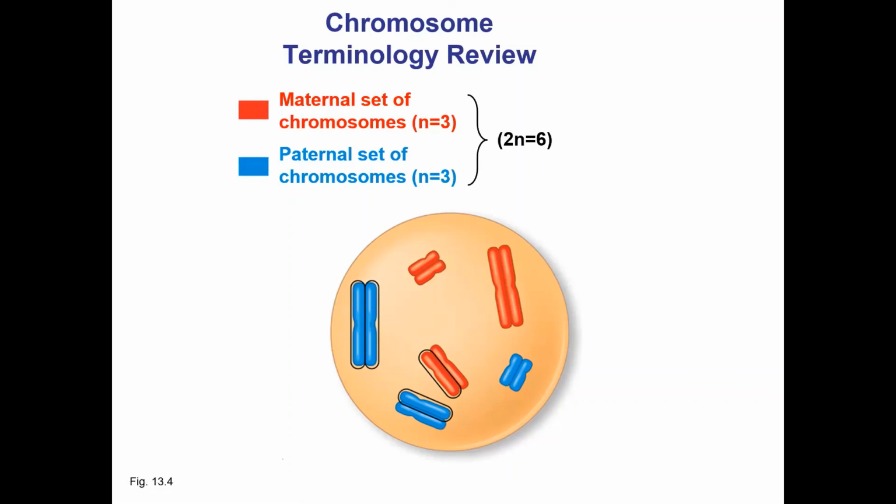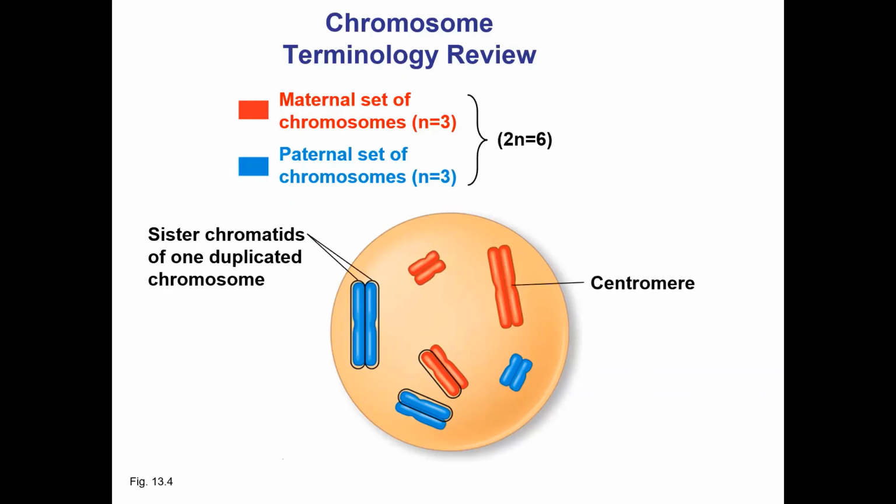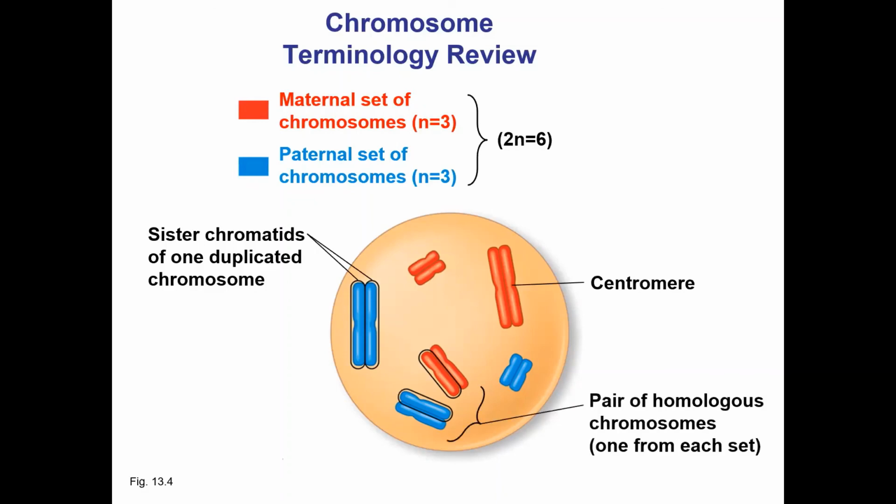So there's a cell there, and you can see it has 6 chromosomes. Half of those chromosomes, 3 of them, are from mom and 3 of them are from dad. You can see the maternal ones are red and the paternal ones are blue. So 2n equals 6. That means 6 chromosomes total and 3 from each parent. So there's our sister chromatids. We just talked about those, duplicated. There's our centromere. And so what are these things here?